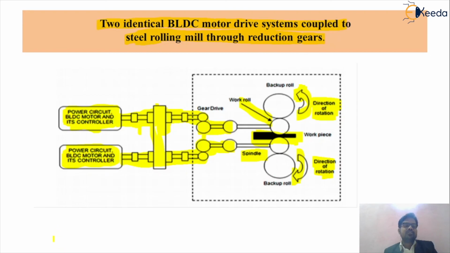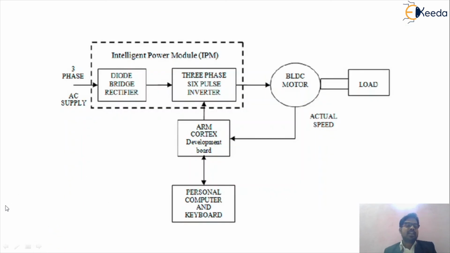So this is the actual system. Now we can understand the block diagram of the BLDC drive. This is the block diagram of the BLDC drive, in which we are using the intelligent power module. What do we mean by an intelligent power module? We call the different types of rectifier and inverter circuits the intelligent power module, by which we can control the signals of the BLDC motor.